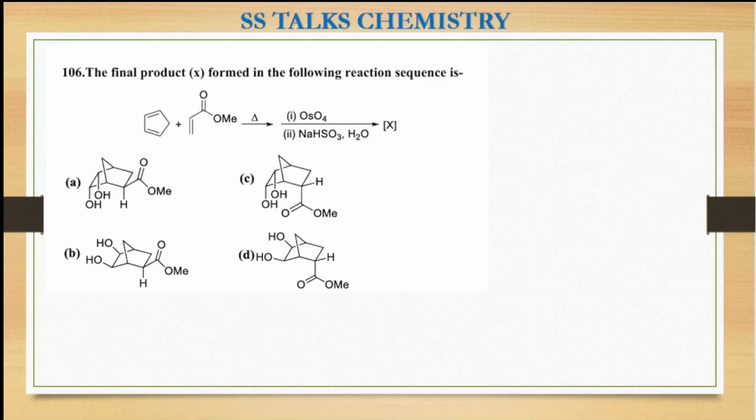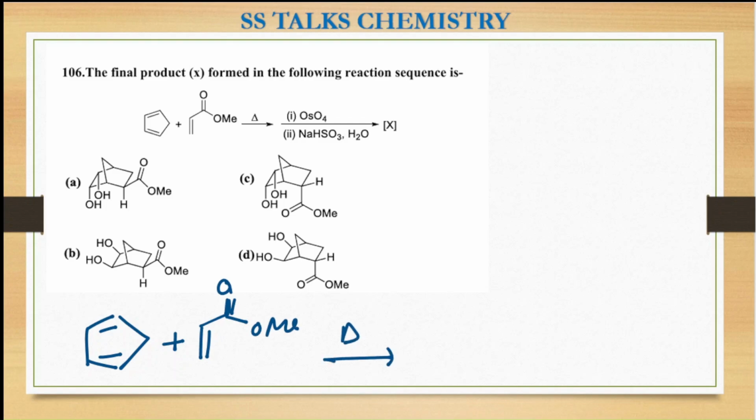A reaction has been given. We have a pentadiene system like this, which is treated with this particular species. This is carbonyl and this is OMe. Heating conditions have been given, so a 4+2 cycloaddition reaction is going to take place. So how is the reaction going to take place?